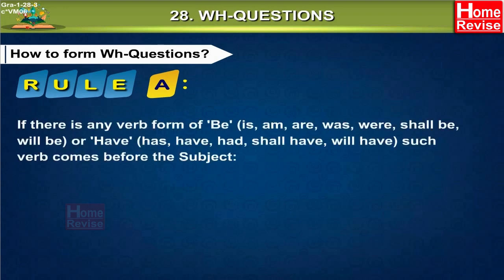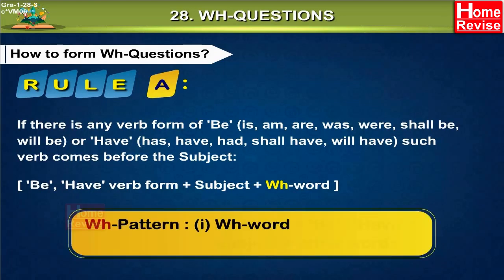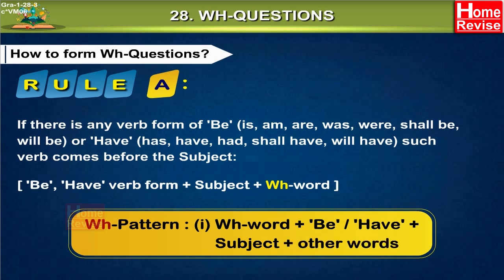Rule A. If there is any verb form of be (is, am, are, was, were, shall be, will be) or have (has, have, had, shall have, will have), such verb comes before the subject. Be or have verb form plus subject. WH pattern: first WH word, plus be or have, plus subject, plus other words.